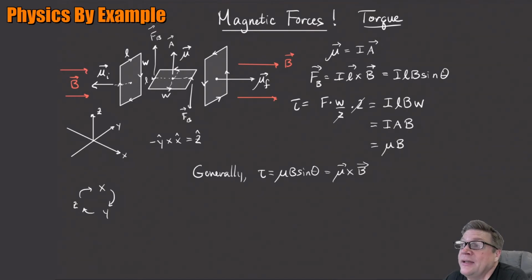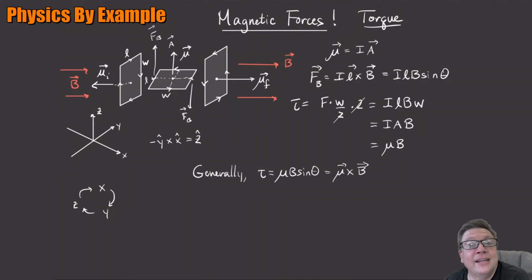So what's going to happen is, as I rotate this thing over, imagine starting it off in this situation, and then it rotates through here, and then eventually it goes to here. Whenever you see something like mu cross B, what that means is this thing wants to twist until mu and B are in the same direction. So the final state over here is that you have mu and B in the same direction. That's really what the loop wants to do.